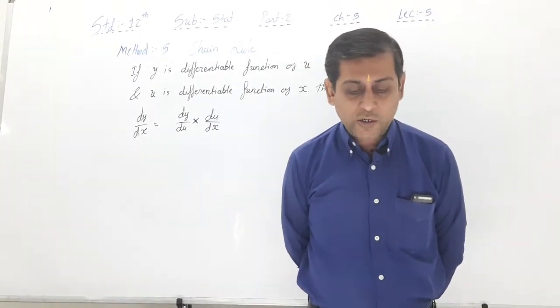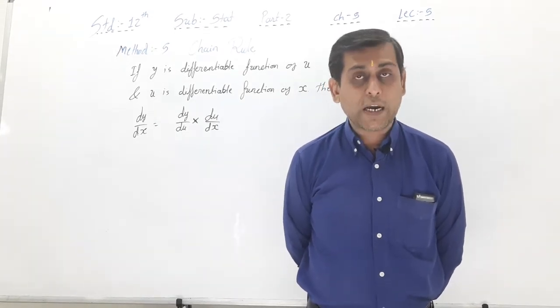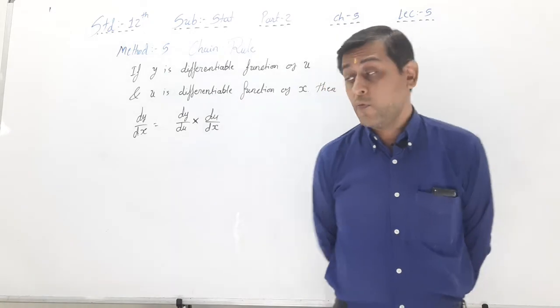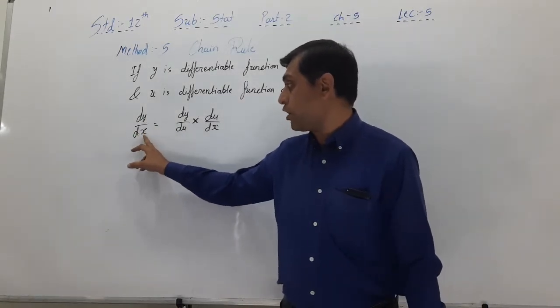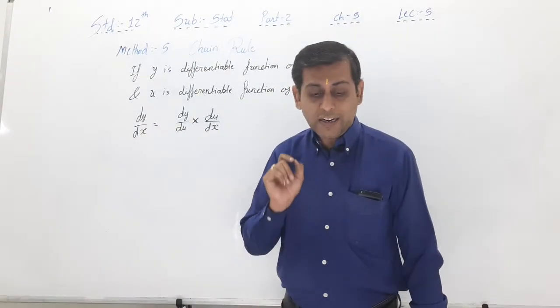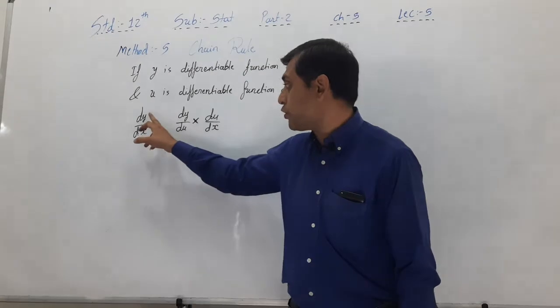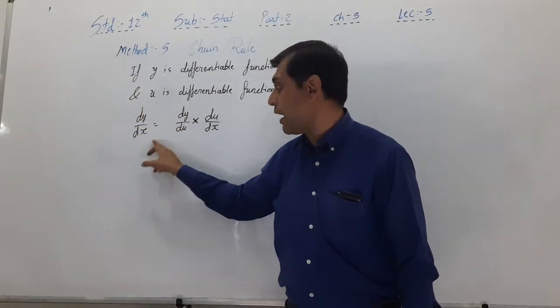Differentiate y is equal to 3x plus 7 raised to 8 with respect to x. See, we want the differentiation of y with respect to x, that is dy by dx.